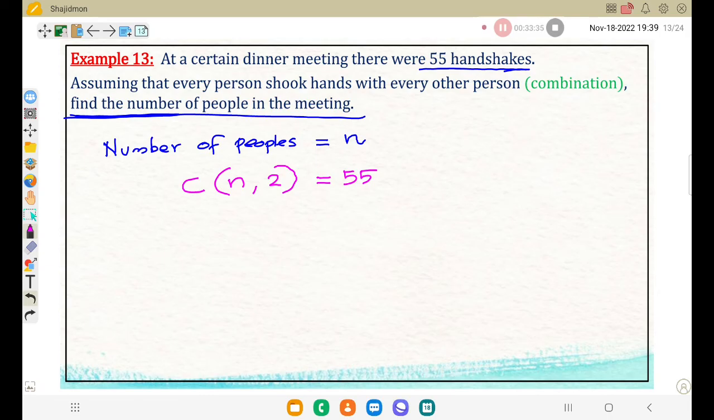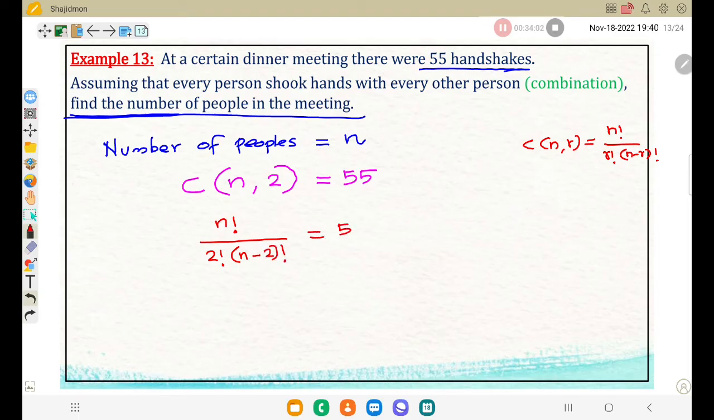Now you can simplify. What is the combination nC2? Actually, we have the rule: nCr equals n factorial divided by r factorial multiplied by (n minus r) factorial. So apply that. Here n factorial divided by r, which is 2, so 2 factorial multiplied by (n minus 2) factorial, equal to 55.